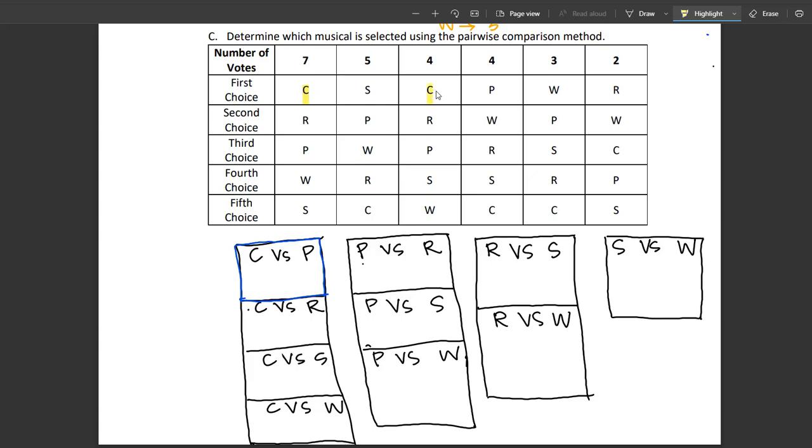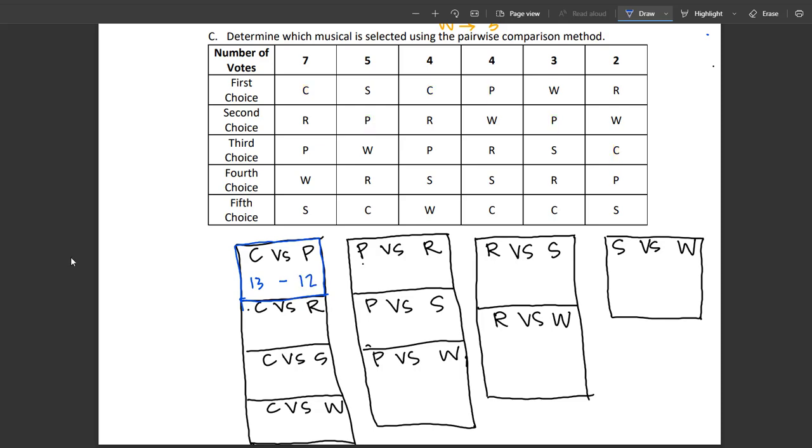We have Cabaret higher over here, so we have 7 plus 4, we have 11. And then we have Cabaret higher over here, so we have 11 plus 2. We have a total of 13 for Cabaret. The Producers are higher than Cabaret here, here, and here. So we have 5 plus 4 plus 3 gives us 12.